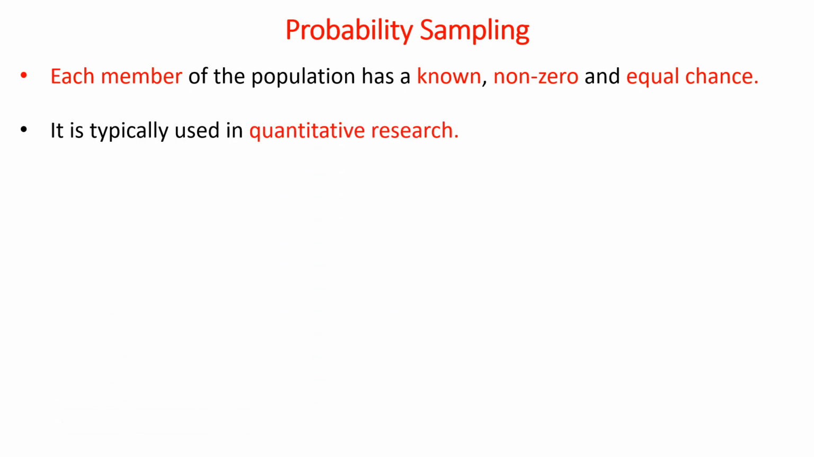Probability sampling is typically used in quantitative research. It is not used in qualitative research. You can refer back to the previous lessons about the types of research.